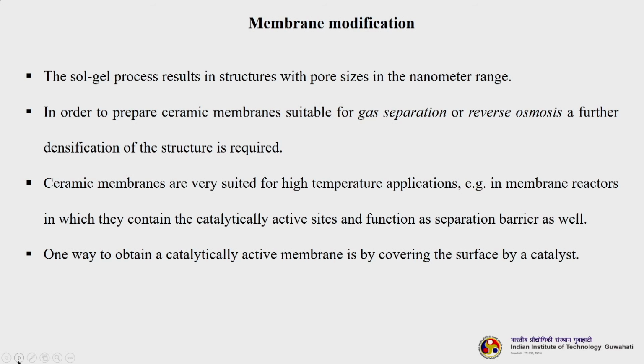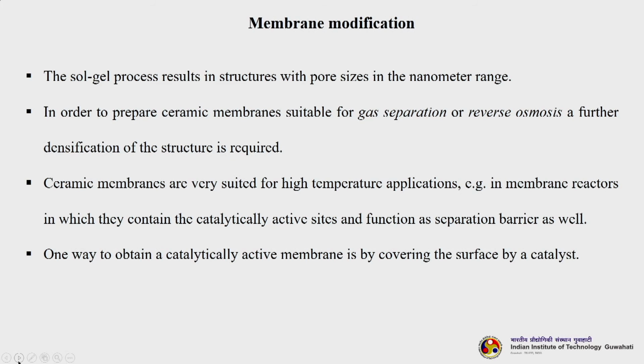So, next is the membrane modification. We need to prepare a membrane for a target oriented separation, and in certain cases we need to impart certain functional groups or maybe certain catalysts to make a catalytic membrane, to achieve a particular separation or to carry out certain reactions using catalytic membranes. Okay. So, at that time we need to modify the membrane. Now, the sol gel process usually results in structures with pore sizes in the nanometer range. So, in order to prepare a ceramic membrane suitable for gas separation or RO application, reverse osmosis application, a further densification is required, because we need it to be in the non-porous range or have extremely fine, narrow pores.